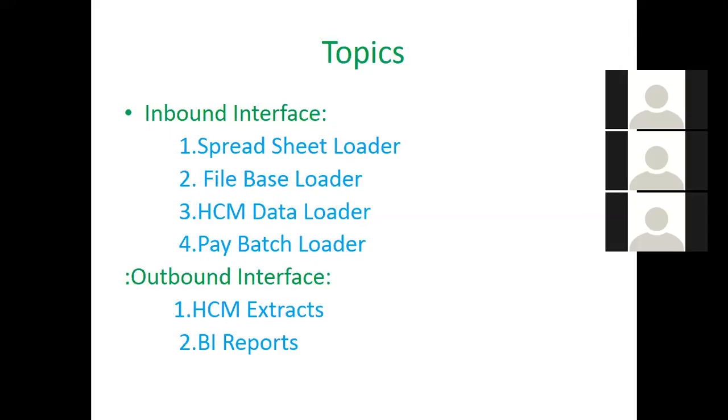Okay. Next is the outbound interface. What is the use of the outbound interface? What is the definition of the outbound interface? An outbound interface is nothing but extracting the data into one file. Let's say in EBS technologies we have lakhs of records. We can extract the data and put it into one single file based upon the client requirement.